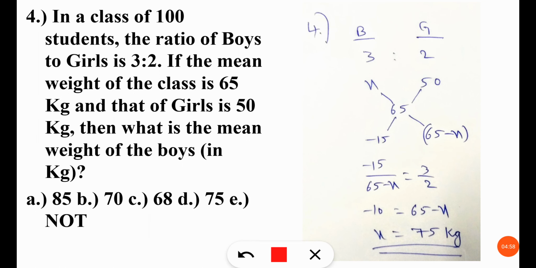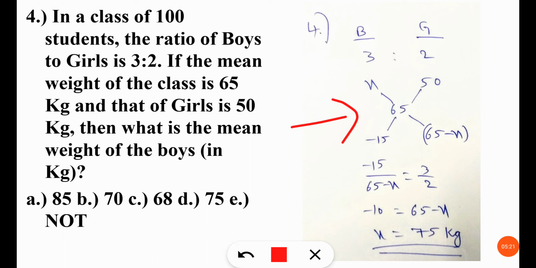In a class of 100 students, the ratio of boys to girls is 3 to 2. If the mean weight of the class is 65 kg and that of girls is 50 kg, then what is the mean weight of the boys? The boys to girls ratio is 3 to 2 and the mean weight of girls is 50 kg. The mean weight of the entire class is 65 kg.